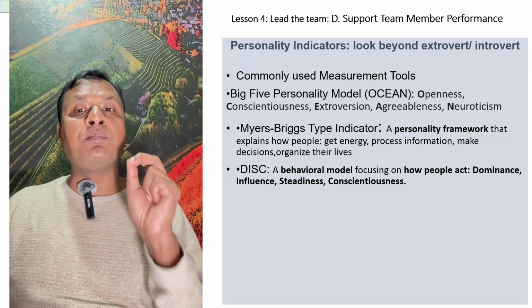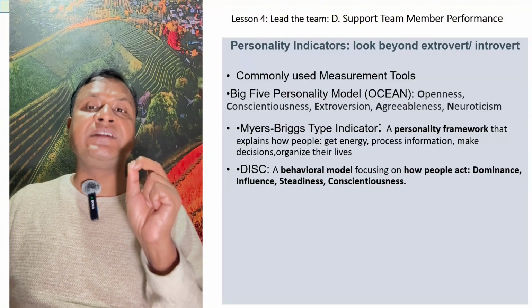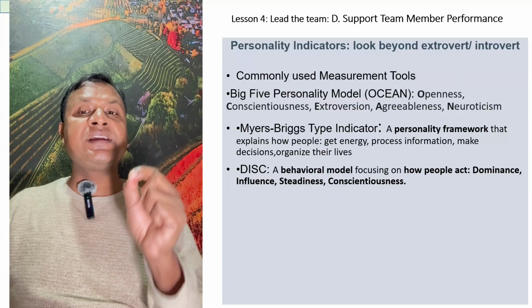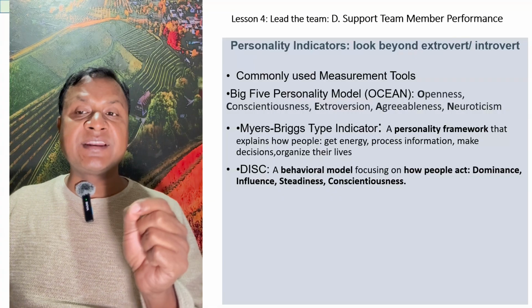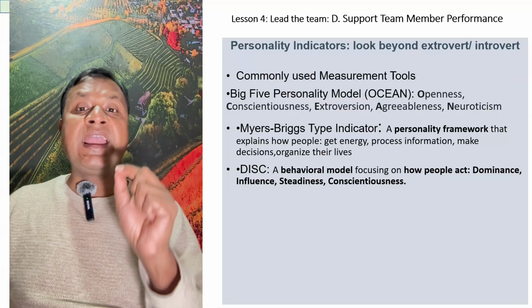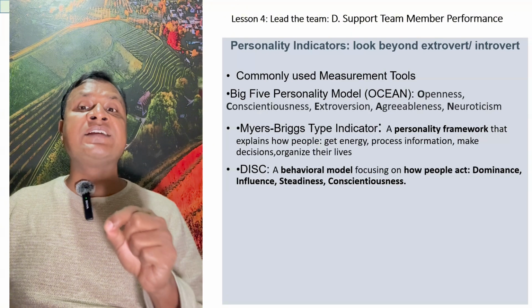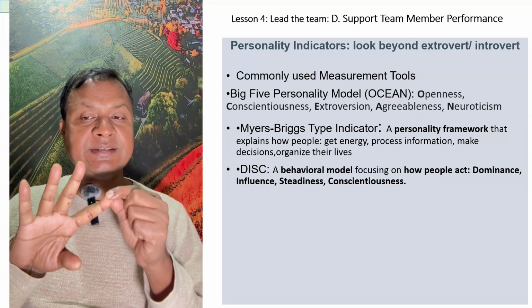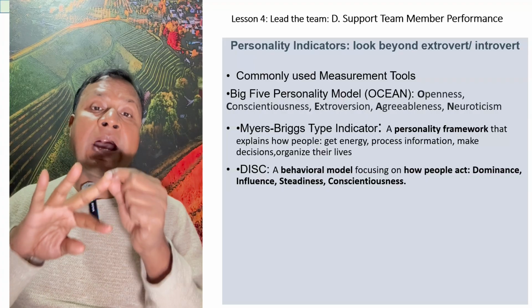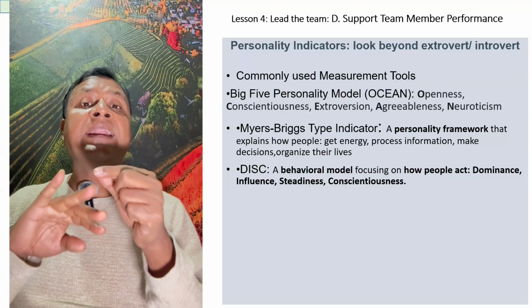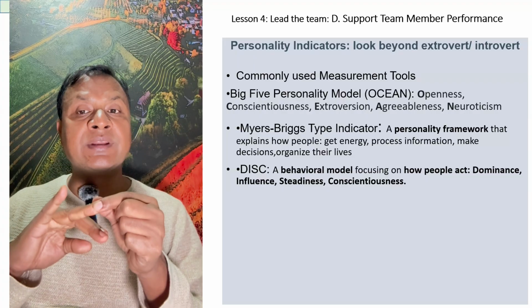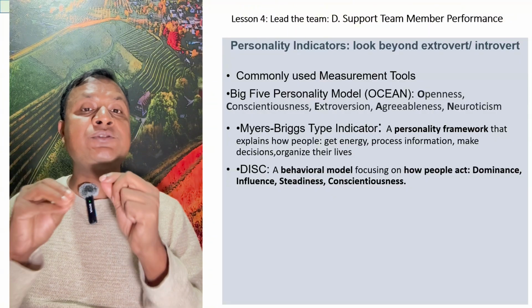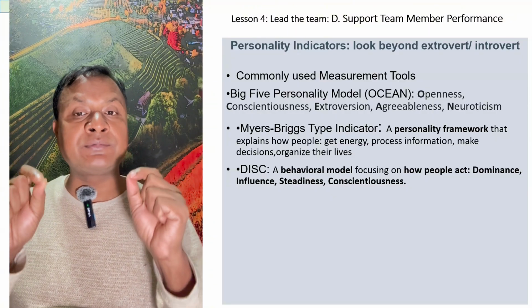Or we can use the Myers-Briggs Type Indicator. It means a personality framework that explains how people get energy, process information, and make decisions and organize their lives. There are four tasks: how people get energy, then how they process the information, and how they make the decision, and finally how they organize their lives. So by this one, actually we can evaluate the personality.